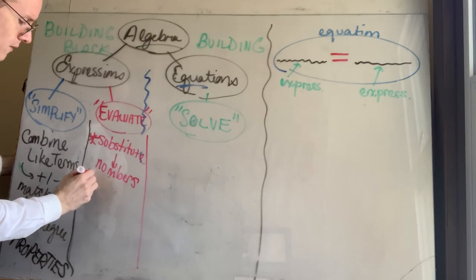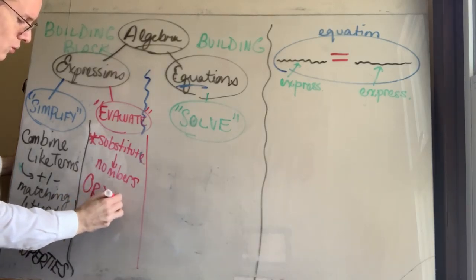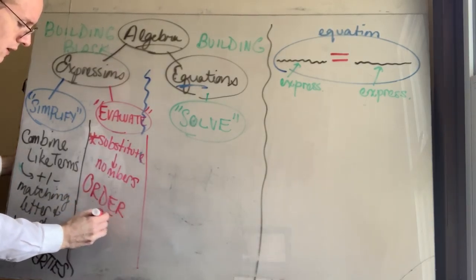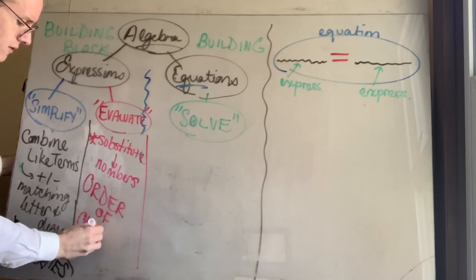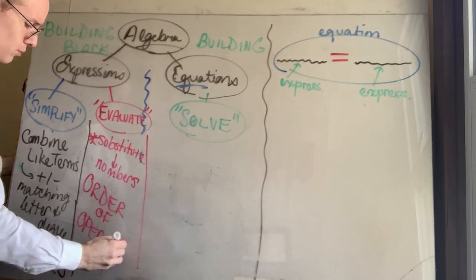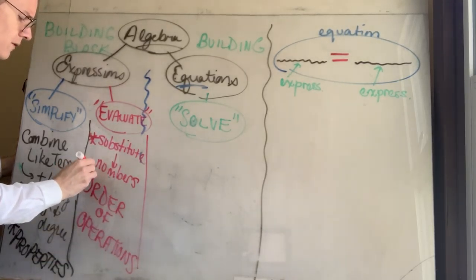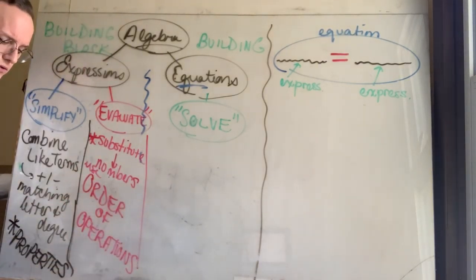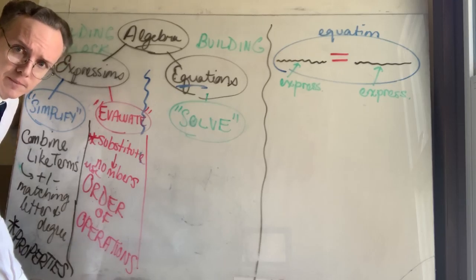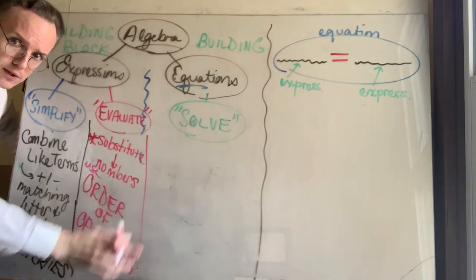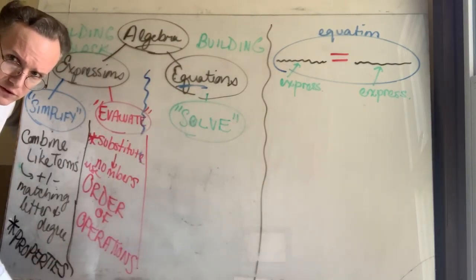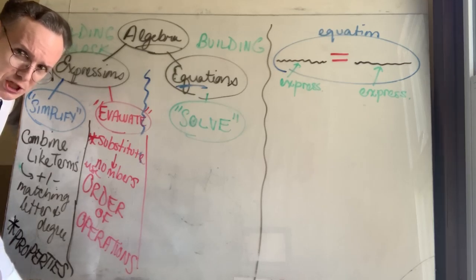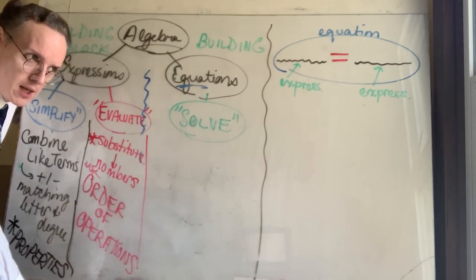You're going to use the order of operations, which you probably have heard of, especially by this point in your life. The order of operations is PEMDAS. I've seen other versions of it as well. That's the acronym for the procedure of dealing with things in parentheses, dealing with exponents, dealing with multiplication, division, addition, and subtraction in a particular order.